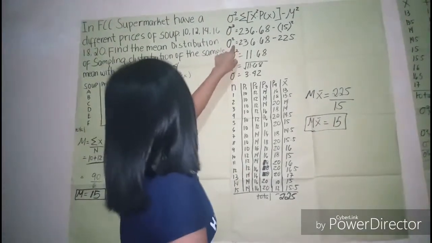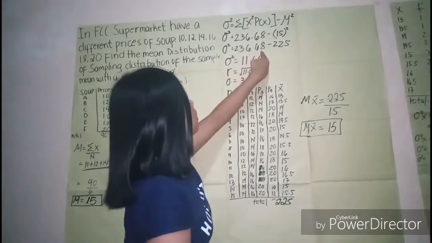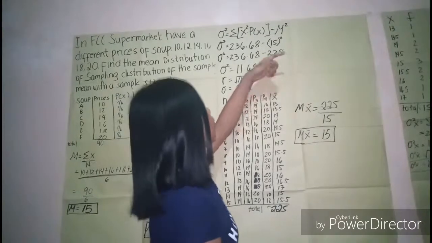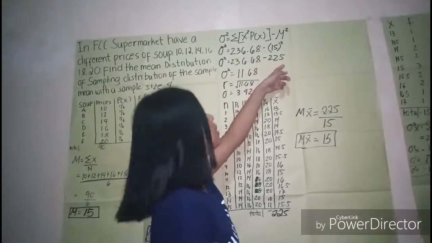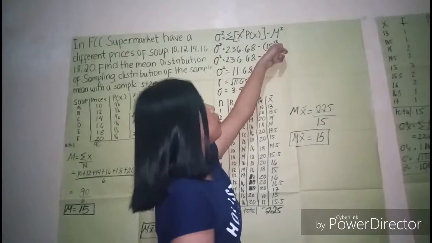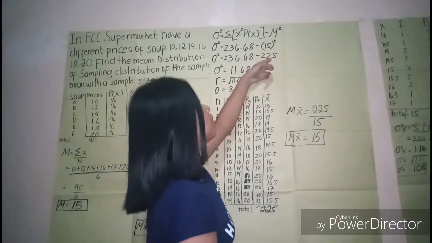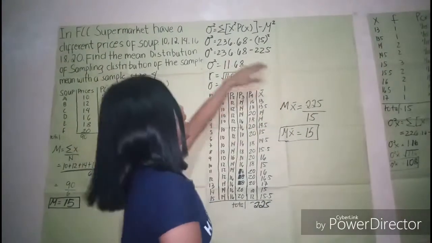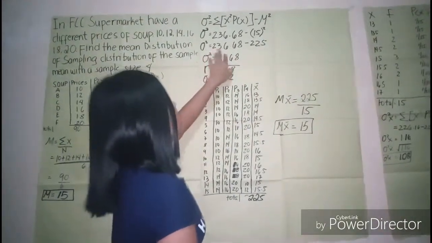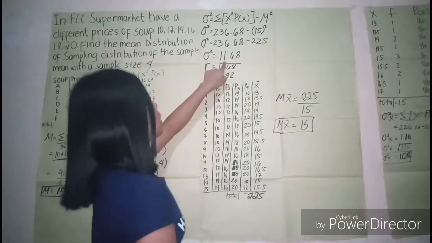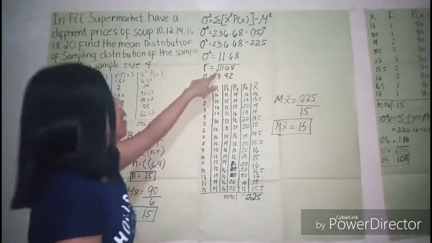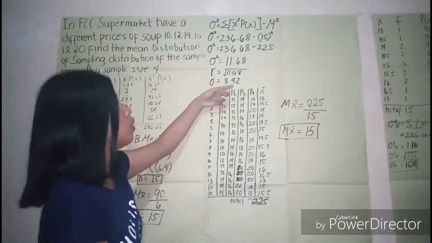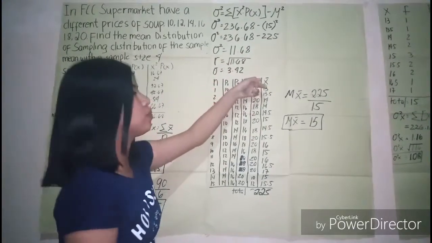Then, yung 236.68, i-minus lang dito sa 225. Paano nakuha yung 225? 15 square root. Makukuha mo is 225. Then, pag minus mo to, is makukuha mo is 11.68. Then, i-square root mo siya ng 11.68 is makukuha mo is 3.42.